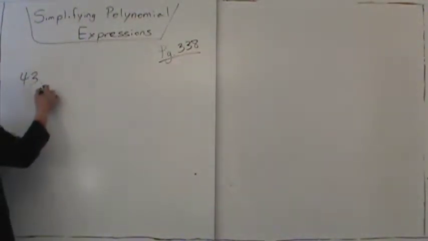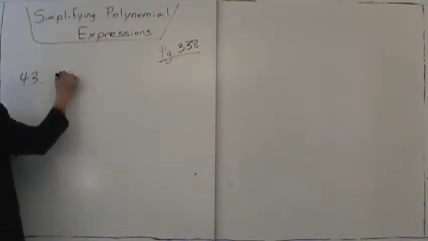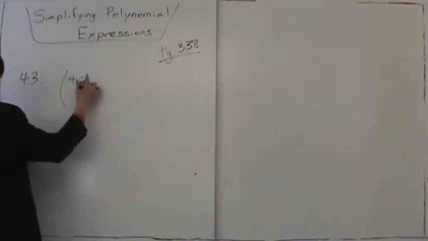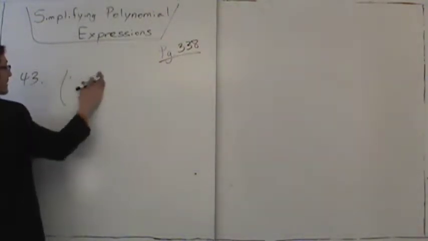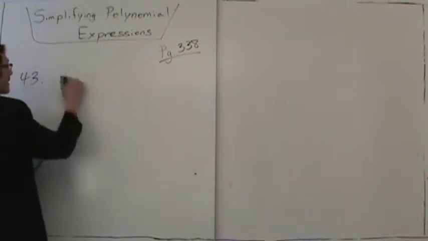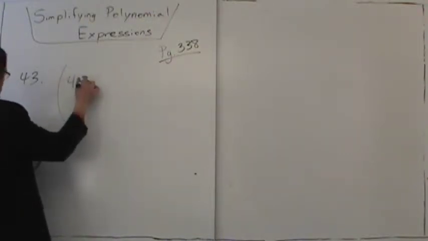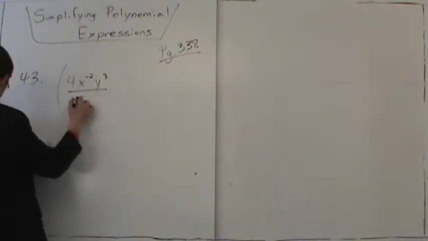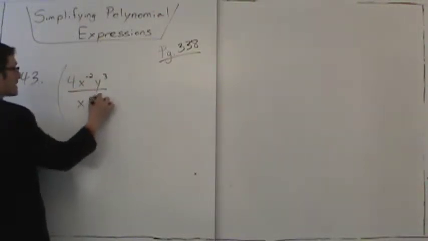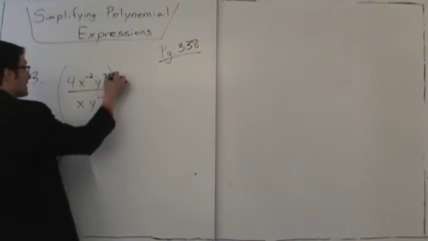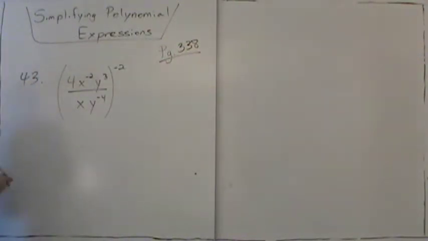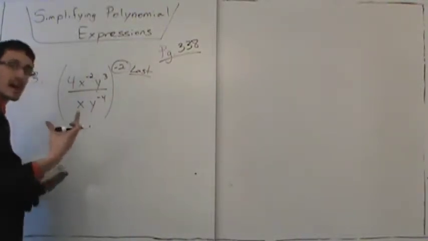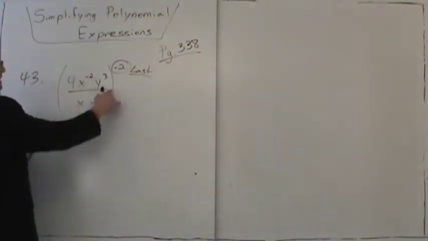Question number 43 says quantity 4x to the negative 2 power y to the third power. I need to write this bigger. Quantity 4x to the negative 2 power y to the third power over x y to the negative fourth power, all this to the negative 2. Now reminding you again, we start with outer exponents last. We deal with outer exponents last. We start with what's on the inside first.